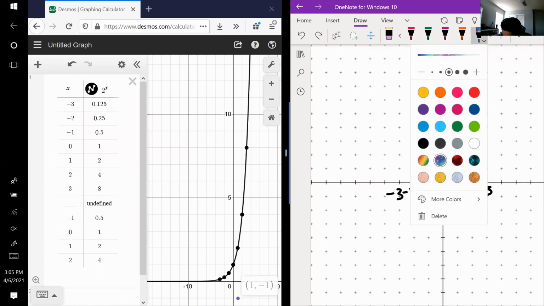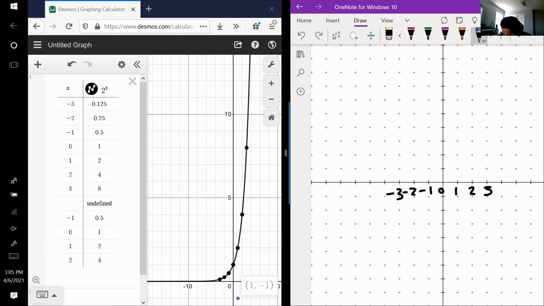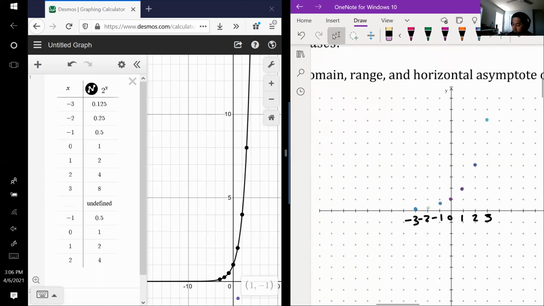Okay. Right there. And then at -2, we're at 1/4, so not much higher than the last one. And then at -1, we're at 1/2. And then at 0, we're at 1. At 1, we're at 2. At 2, we are at 4. And at 3, we are at 8. So here is what our exponential function of 2 to the x looks like.